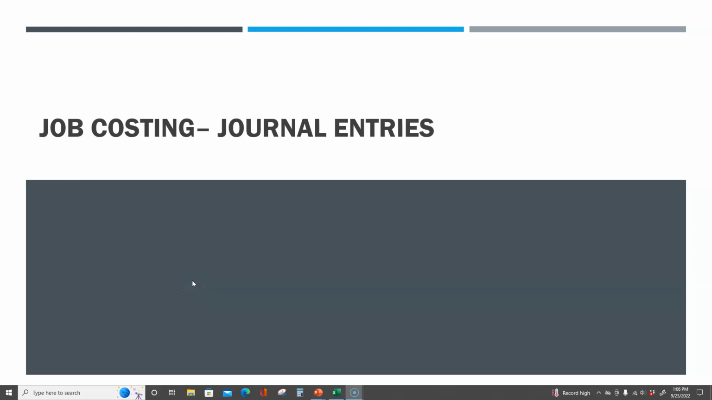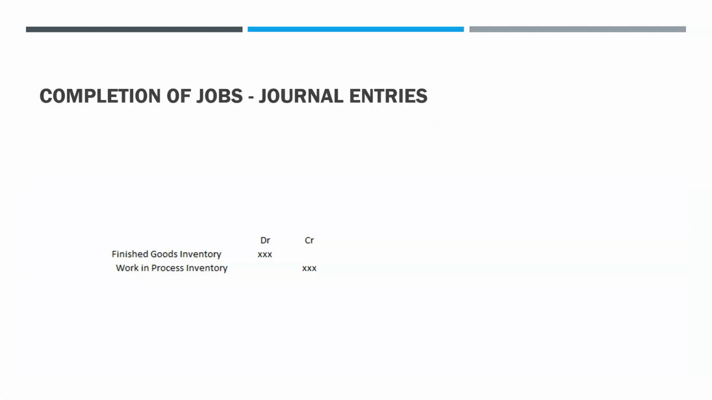This video is going to cover the rest of the journal entries on job costing. We've already looked at the journal entries for materials, labor, and overhead. Let's continue with completed jobs. Whenever the company completes a job, the journal entry to record that is to remove it from work in process and put it into the finished goods inventory account. Finished goods inventory is increased, so you're going to debit that and then credit work in process inventory.